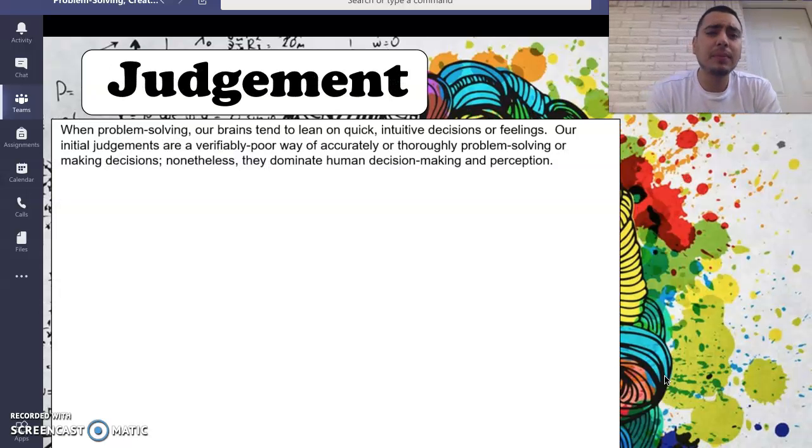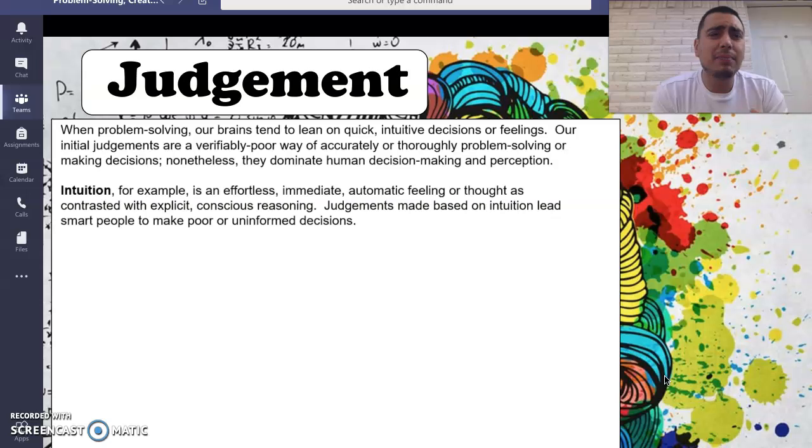So judgment. When problem solving, our brains tend to lean on quick, intuitive decisions or feelings. Our initial judgments are a very, very poor way of accurately or thoroughly problem solving or making decisions. Nonetheless, they dominate human decision making and perception. So judgment, although it's based on intuition, shouldn't be something that we pay too much attention to, because oftentimes intuition is wrong.